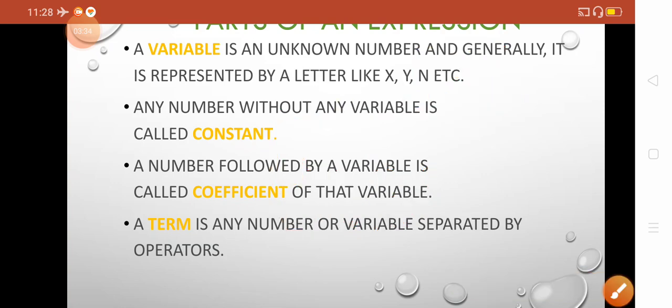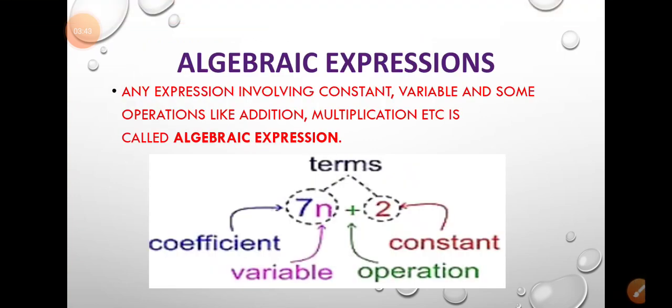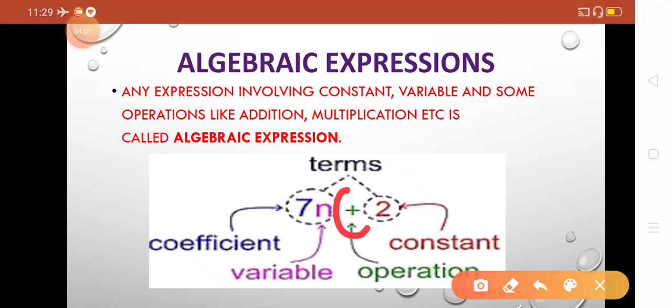Clear? The last thing is a term. What is a term? A term is any number or variable separated by operations. If there are some numbers or variables and operations are given between them, they are collectively known as terms. For example, here 7n plus 2. This plus is an operation, so before that 7n is written, that means 7n is a term, and after that 2 is written, that means 2 is also a term.